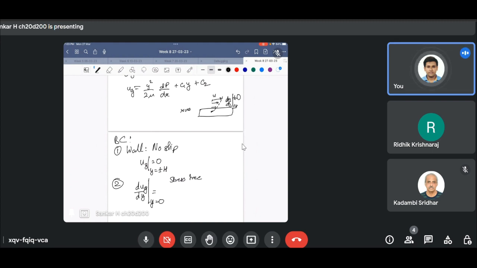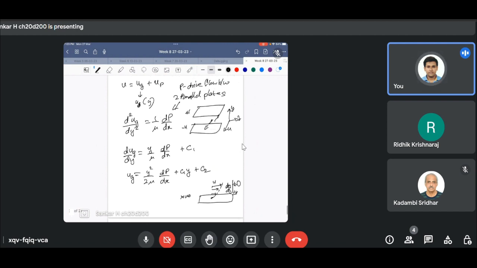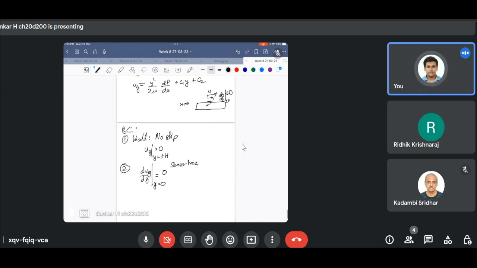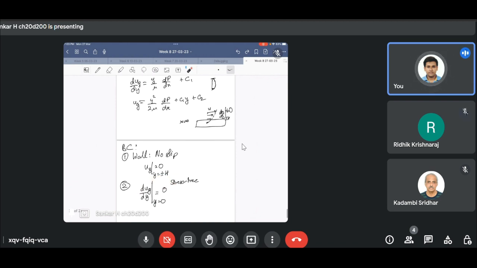This comes up because the flow is symmetric along y. Whether it is at plus h or minus h, the velocity profile is symmetric along the vertical axis being discussed here. Therefore we get dug by dy at y equal to 0 is in fact 0. When we solve this problem, let us take the second boundary condition first, where dug by dy at y equal to 0 is 0.